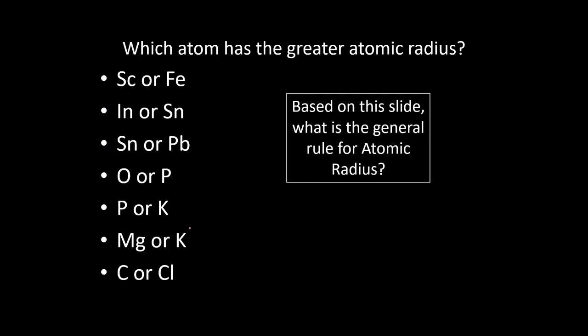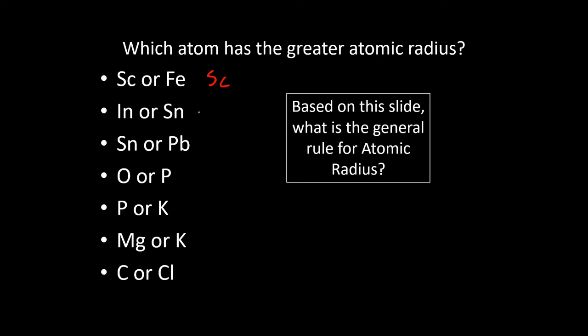Okay, so hopefully you paused the video and tried to work those out on your own. Hopefully you have a periodic table handy so you can do that. So if you look at the first pair there, scandium and iron, scandium is on the same period as iron, and it is to the left of iron. And so that would mean that scandium is the larger, because remember, things get smaller as they go to the right.